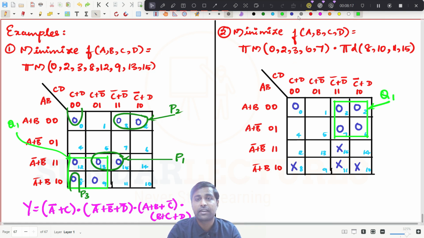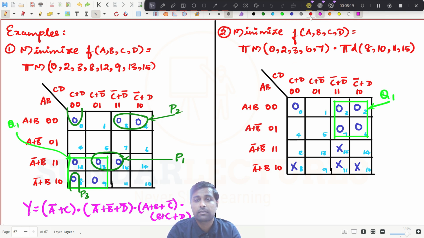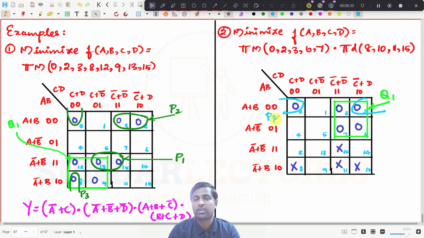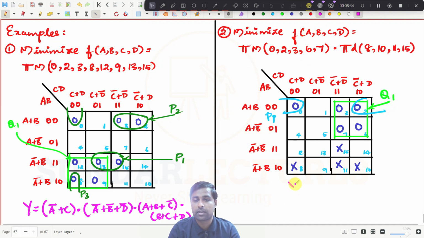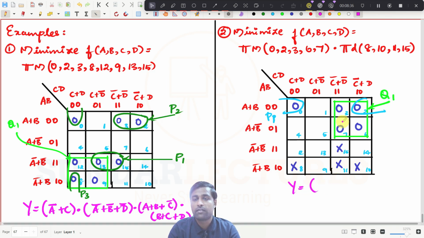So I can go with this one. Maybe I will take a different color. This one and this one as a pair, sorry, pair number 1. That's all. I've covered all the zeros, right? Straight away I can write the output expression. Y is equal to, for this quad, what is the common term in these two? It is A, right? So put plus, and what is the common term in these two? C bar. That is completed.